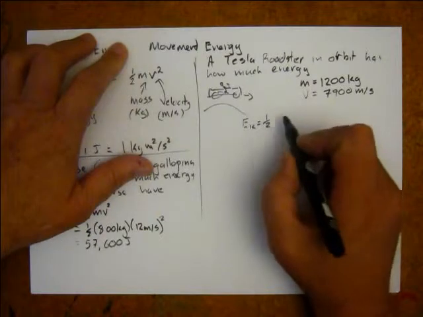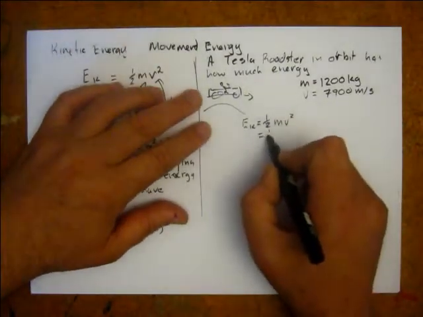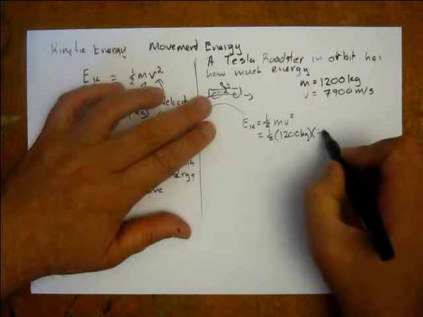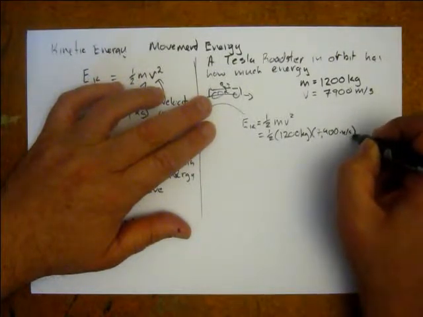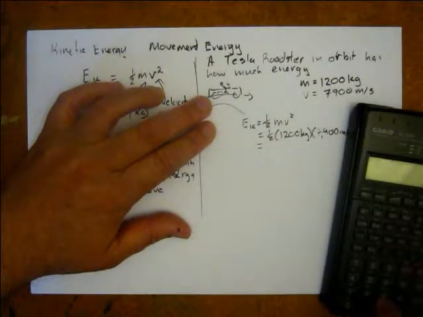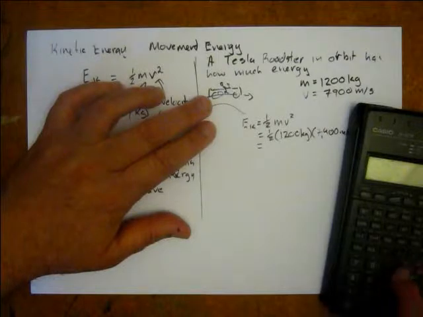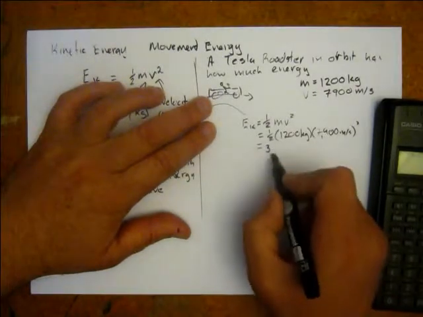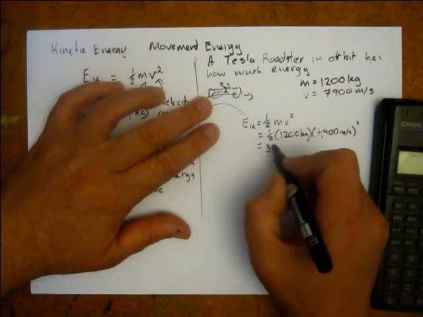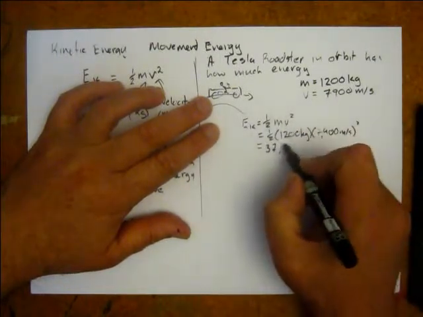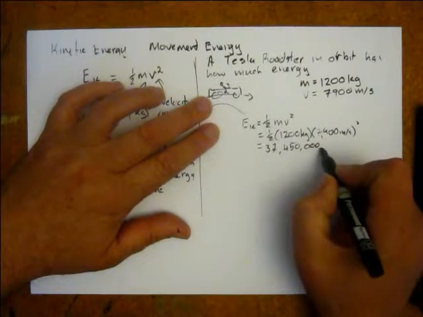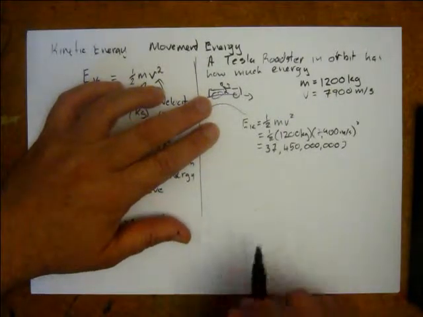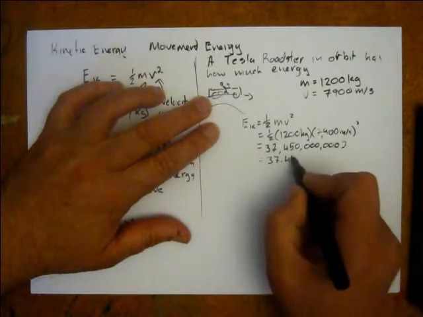EK equals half mass times velocity squared, which is equal to half times 1,200 kgs times 7,900 meters per second squared, which equals 37.45 gigajoules.